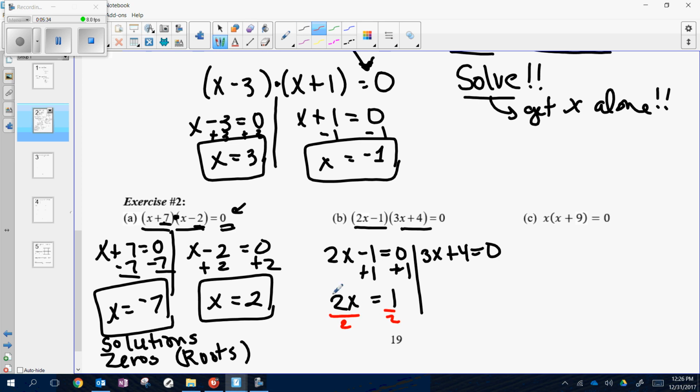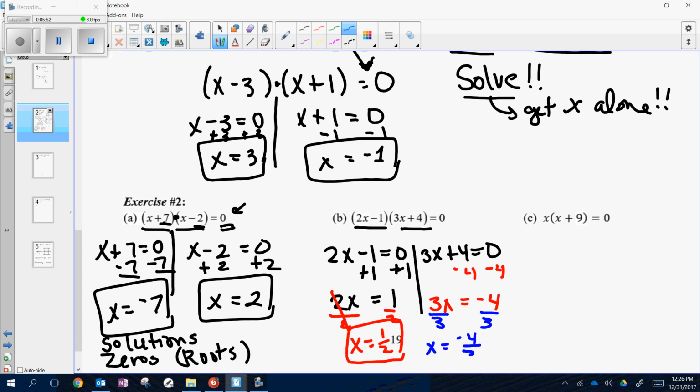So you had that extra step there, and you get a fraction. Don't let that bother you. X equals 1/2. 1/2 is a perfectly good number. Don't mess with it. Subtract 4. So 3x equals -4. This time we have to divide by 3. So x equals -4/3. It's okay to have a fraction. Those are the two zeros.